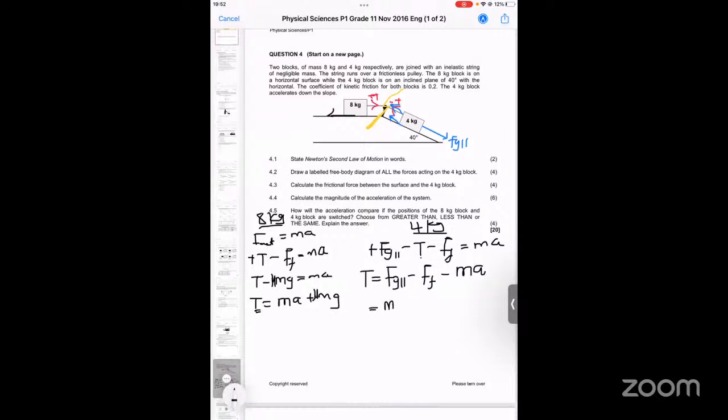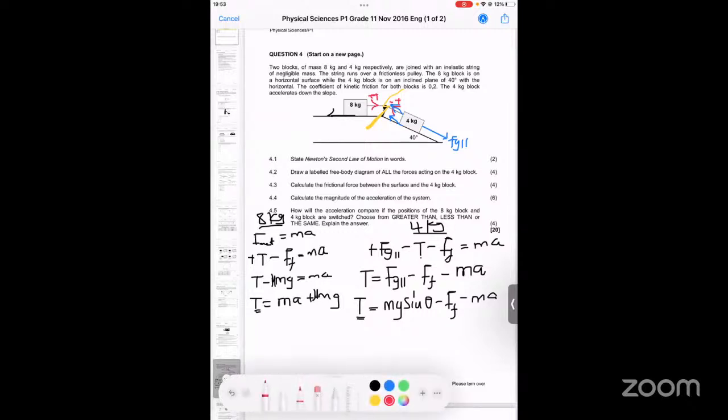Obviously, this one is mg sine of the angle minus the frictional force, which you've already calculated, minus the mass, which is the 4, times the acceleration, which is what you are looking for. So can you see, you made T the subject of the formula. It's like you are now solving simultaneous equations, where this is your equation number 1 and this is your equation number 2. All that you do is equate both equations and then solve for your acceleration.